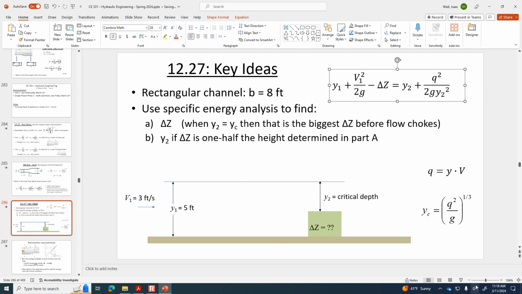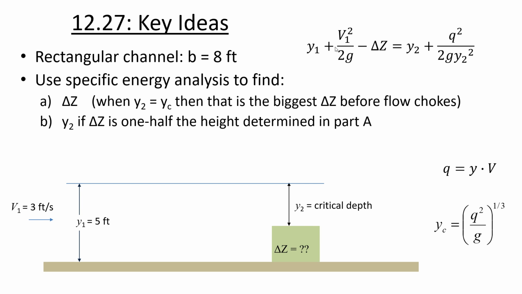So here's a step up. We know the energy at 1. We know the depth at 2 is the critical depth. We know the specific energy at 2 because we know flow per unit width. We know the depth at 2. So delta Z is the only unknown in this problem, in part A at least. In part A, you're solving for delta Z. In part B, they're saying, well, now what if delta Z was actually half the height of what you just determined in part A? So now we're specifying delta Z and we want to find y2. That's just a repeat of what you did in the first problem.